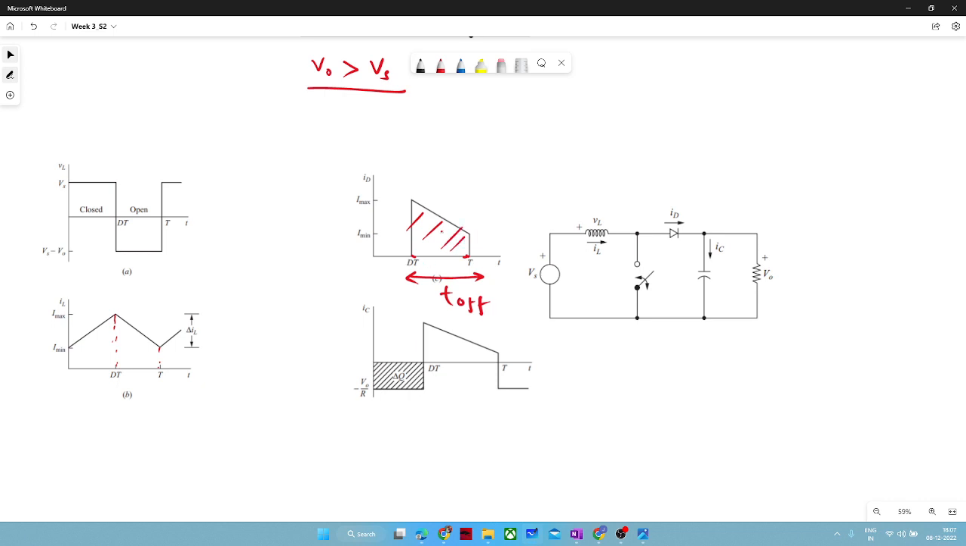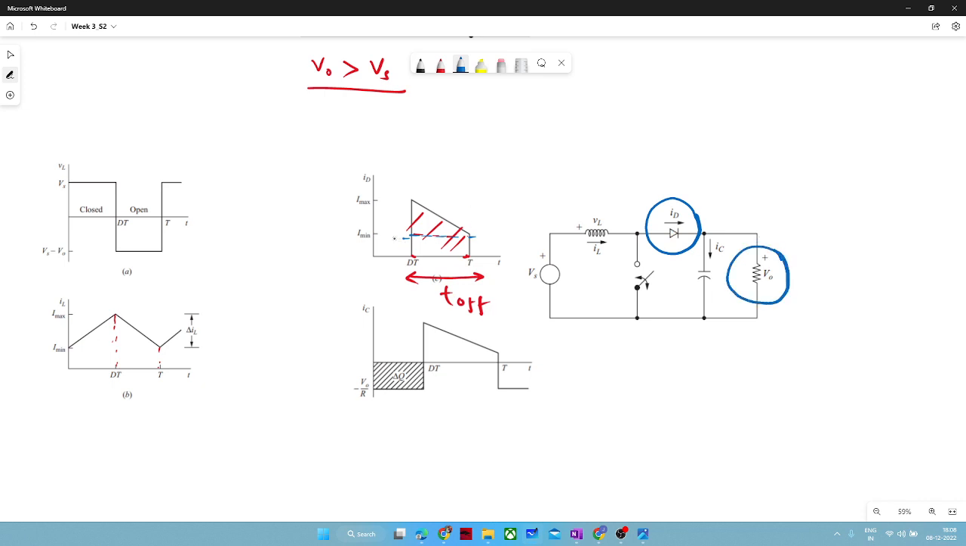If we find the average value of this waveform, how will you find it? You can easily divide it into two parts. One is a triangle, one is a rectangle. You can easily find the area of both by adding. And if you get the value of this ID, now the task is to find IC. So IC is nothing but ID minus I naught.